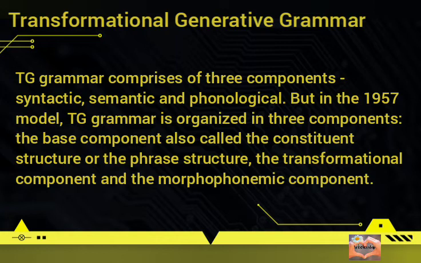TG grammar comprises three components: syntactic, semantic, and phonological. But in the 1957 model, TG grammar is organized in three components: the basic component, also called the constituent structure or the phrase structure, the transformational component, and the morphophonemic component.